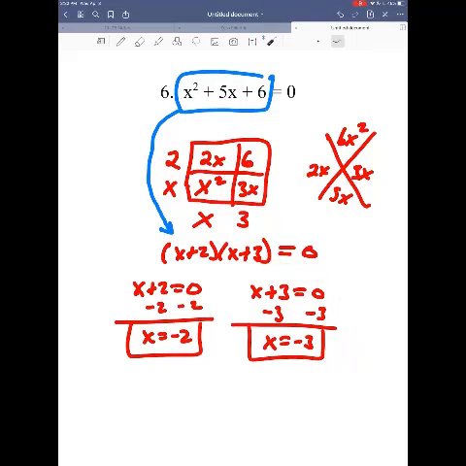So sometimes you're going to have to factor first and then apply the zero product property. So that'll be good practice on factoring as well.